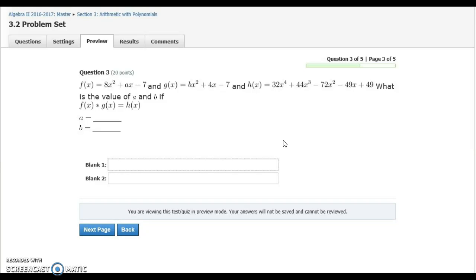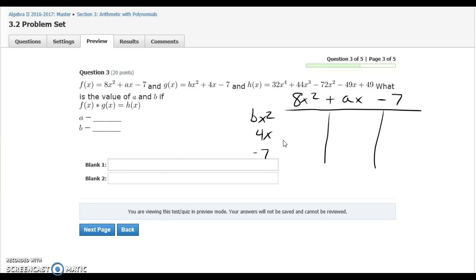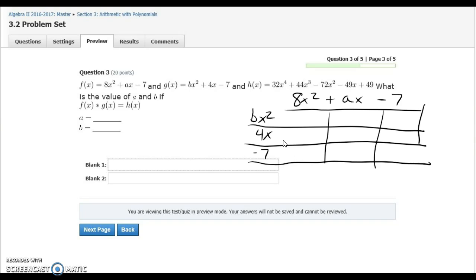Here we have two polynomials, but each of them has 3 terms. 8x squared plus ax minus 7, bx squared plus 4x minus 7, and then we have this longer answer. So we will solve for this the same way using the box method. So we have 8x squared plus ax minus 7. And then we have bx squared plus 4x minus 7. That completes our box. Now we can multiply through.